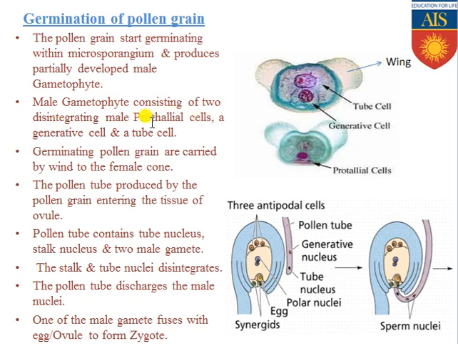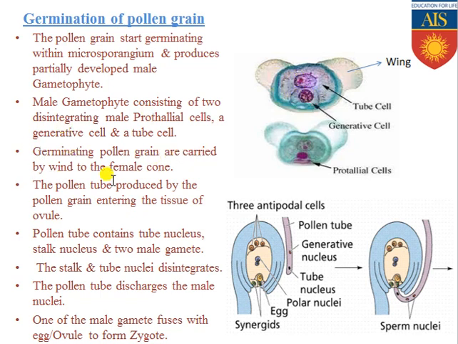Keep it in your mind here: the male gametophyte always consists of two male prothallial cells. Those are disintegrating, not integrating with each other. One is the generative cell, and another is the tube cell, which is the vegetative cell. We know that in angiosperms there are two types of prothallial cells, the vegetative cell and the generative cell. The same thing is written here.